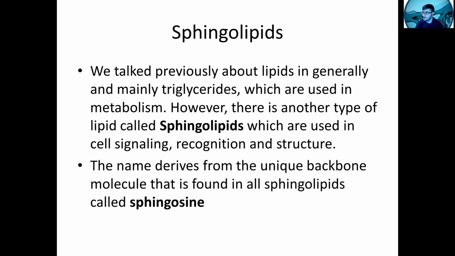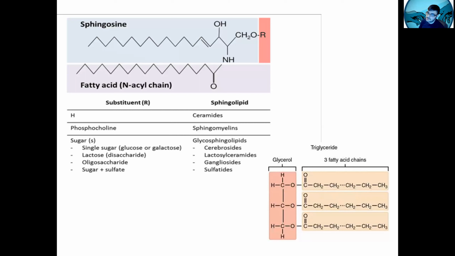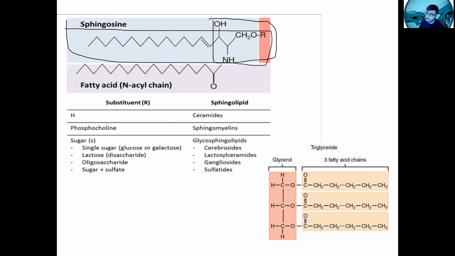These are usually found on cell surfaces. They're used for signaling, recognition, and the actual physical structure. The name sphingolipids derives from a unique backbone molecule that is found in all sphingolipids called sphingosine. As you can see, this is what sphingosine looks like: a regular fatty acid, except it has this unique backbone, which looks like this, essentially this part. This part is essentially what makes a sphingolipid a sphingolipid.